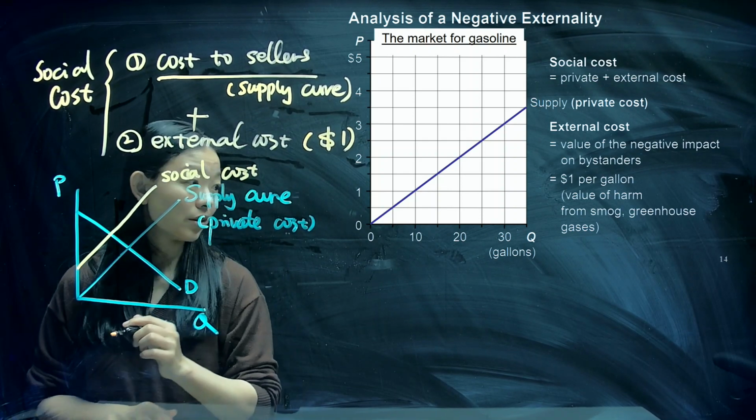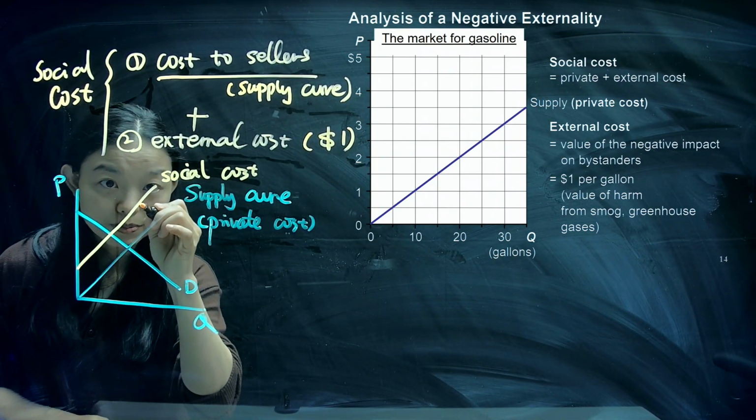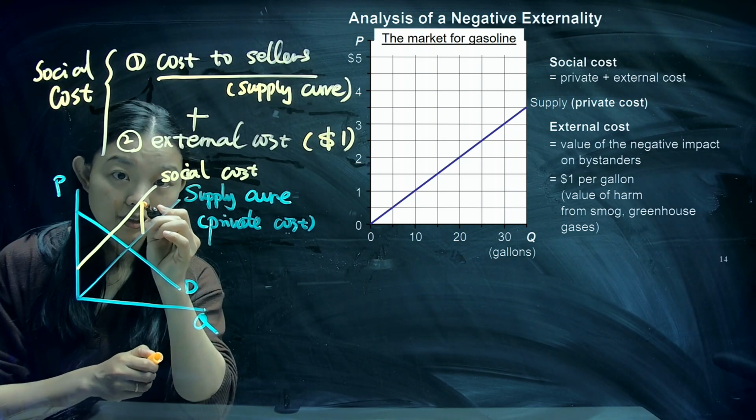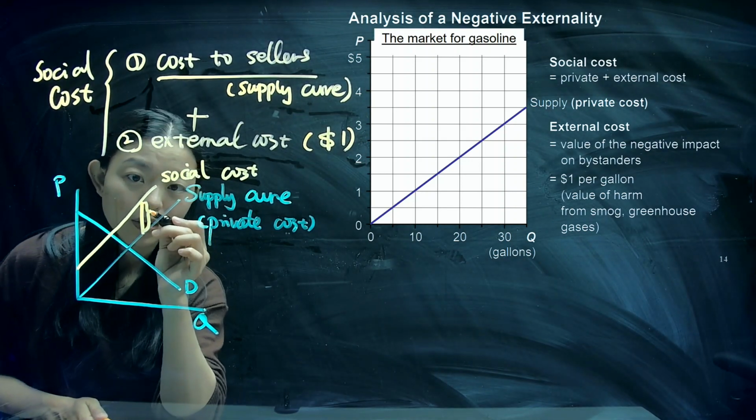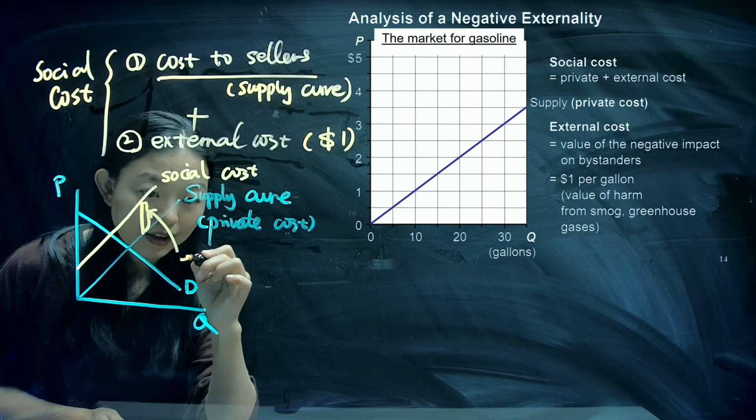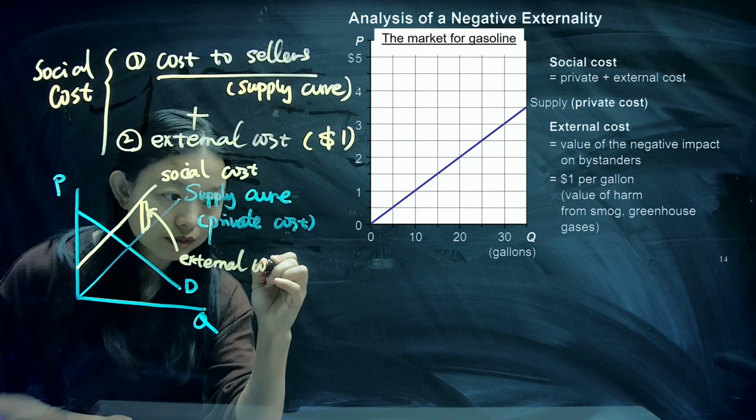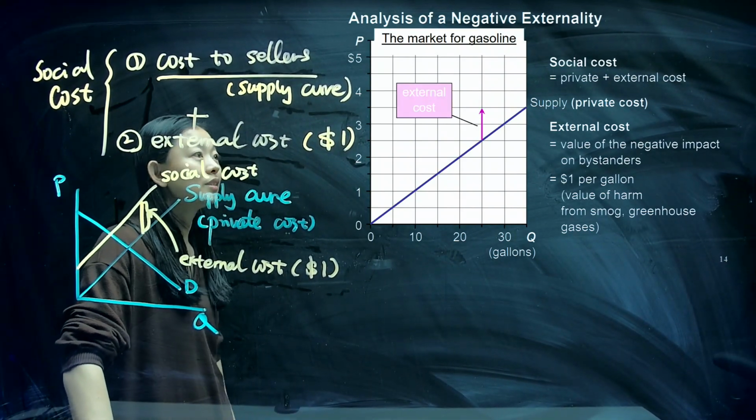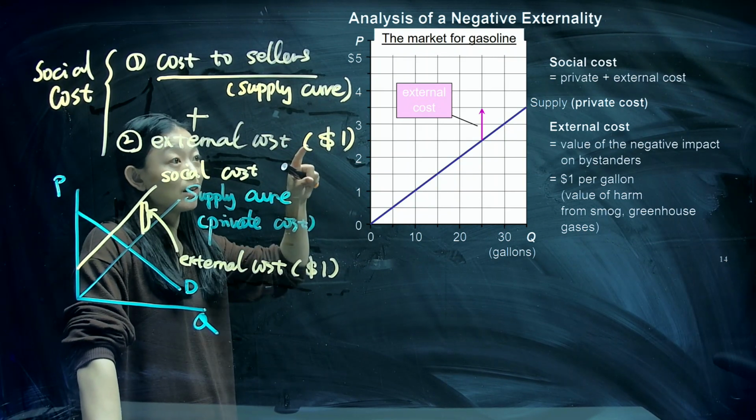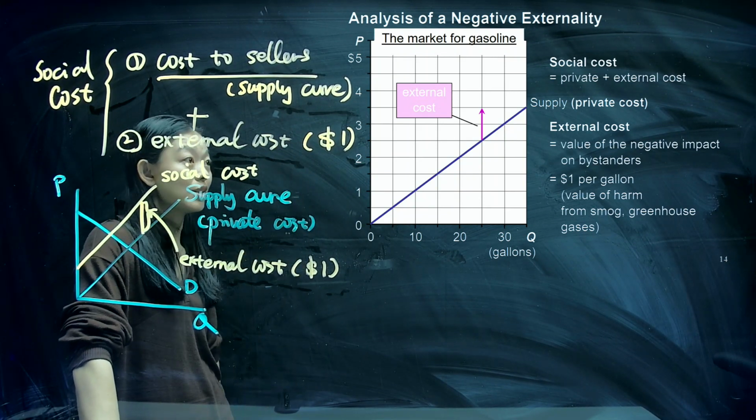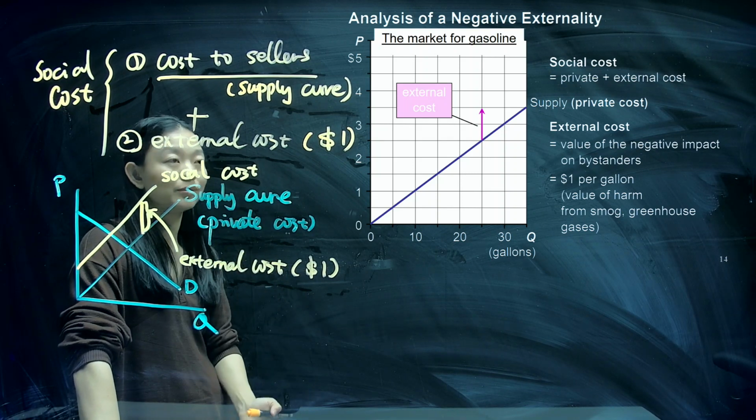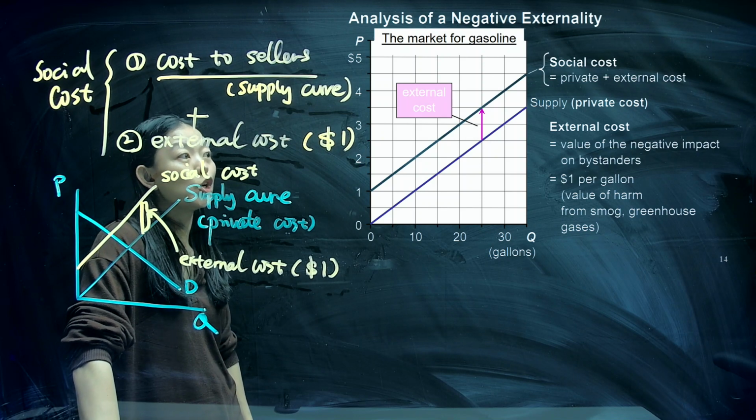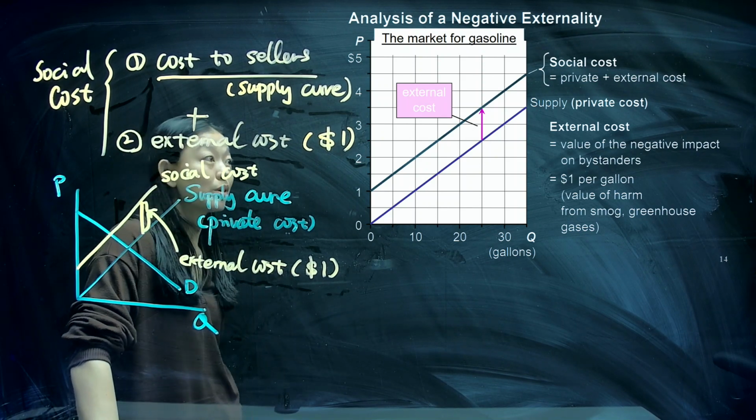This is our social cost. The vertical difference between the social cost and the private cost is our external cost, which equals $1. From the graph you can see the vertical distance: $1 per gallon is the external cost. It shifts the supply curve vertically by $1, and we get a new cost curve, which is the social cost curve.